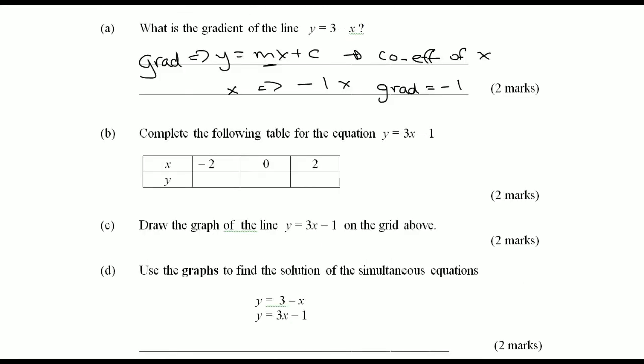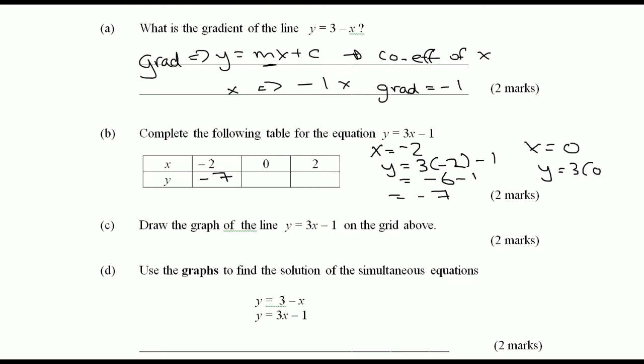We've got to complete the table for this. So if I put in x equals minus 2 into your equation, y equals 3 times minus 2 minus 1, it's minus 6 minus 1, which equals minus 7. That goes in there. If I stick in x equals 0, y equals 3 times 0 minus 1, which is 0 minus 1, which is minus 1. And last but not least, we'll do it over here. x equals 2. Sorry, y equals 3 times 2 minus 1, which is 6 minus 1, which is 5.